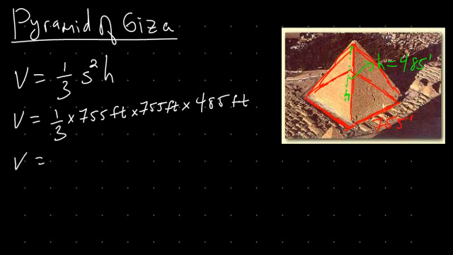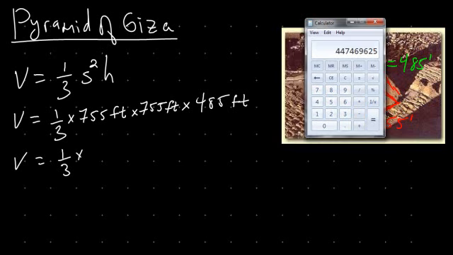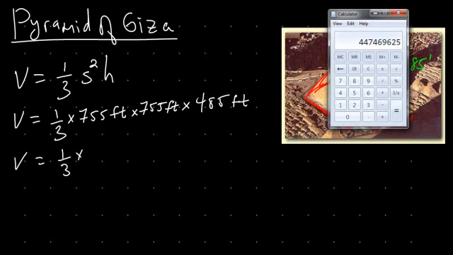So volume equals 1/3, and we can multiply in any order we want to. I'm going to leave the 1/3 alone for a minute and take care of the rest. So 755 times 755 times 485. Wow, that's big, but we're not done. We have to hit it with that 1/3. That gives me my cubic feet.